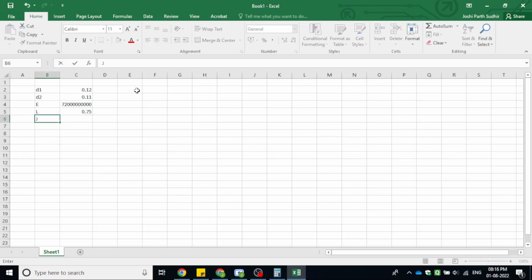So the value of J is pi into (d1 to the power 4 minus d2 to the power of 4) divided by 32. So this is the value of J, and the value of I will be J by 2.